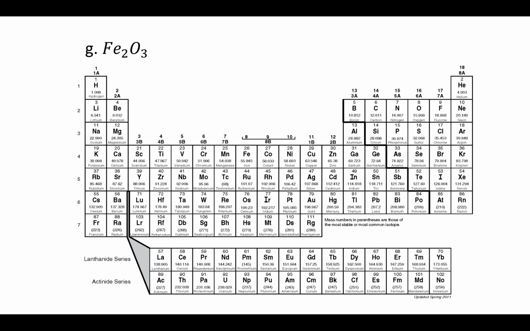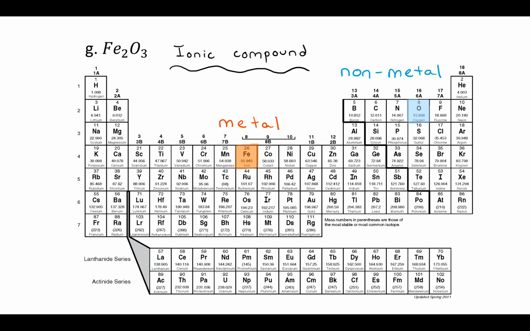Well, first let's make sure it's an ionic compound. Iron, Fe, is to the left of that staircase, so it's a metal. O is to the right, so it's a nonmetal. If you react a metal with a nonmetal, you get an ionic compound.